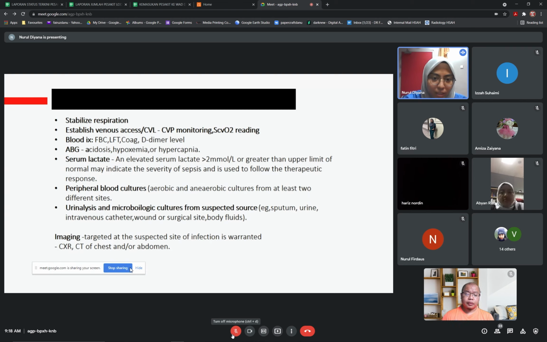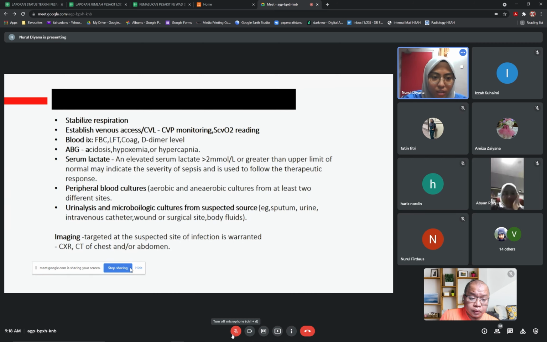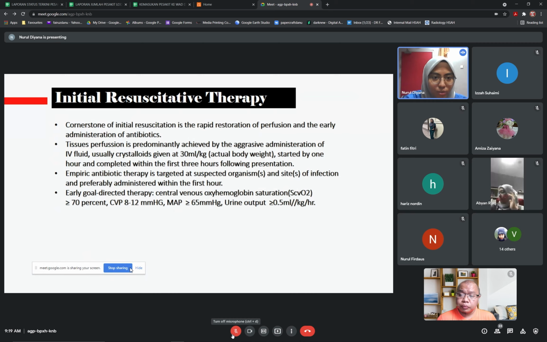Then send the blood culture, also send the urine analysis and microbiologic culture from the suspected source lah. If the patient has a cough with sputum, send sputum, then urine, intravenous catheter, wound or surgical site, body fluid. Then imaging, kita target pada suspected site of infection, contoh chest x-ray, CT of chest ataupun abdomen lah.